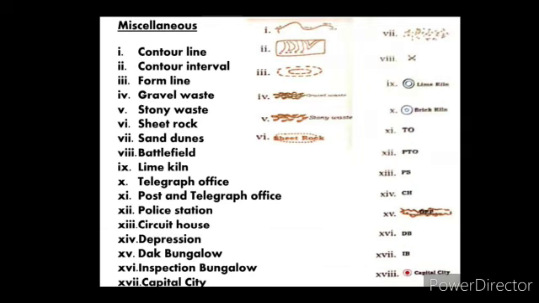So the last slide is the miscellaneous one, where different types of contour lines, contour intervals, and different other types of signs and symbols are being shown over here, like post and telegraph office, this is PTO, police station PS, circuit house CH. So you can see there's a mixture of signs as well as symbols.